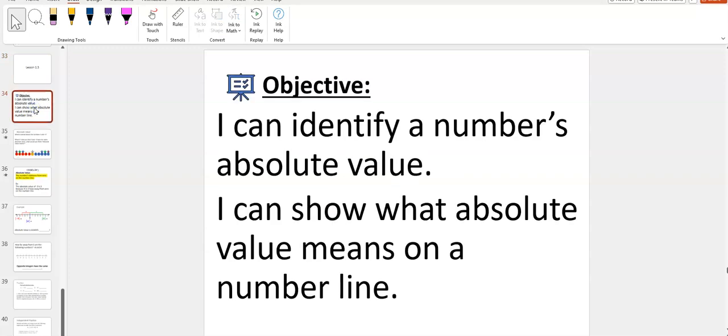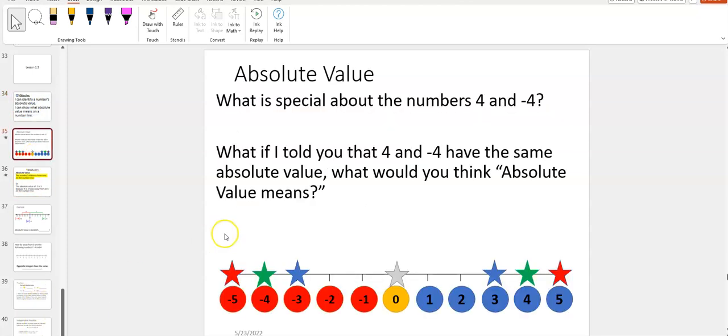In this lesson, we're going to be able to identify a number's absolute value, and we're going to be able to show what absolute value means on a number line. So the first thing we're going to do is see if you can figure out what absolute value is on your own.